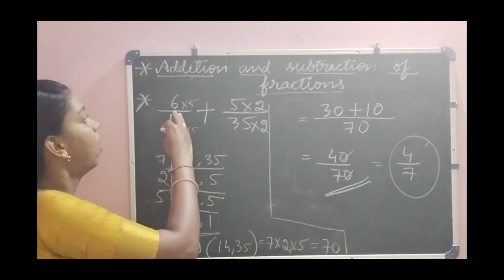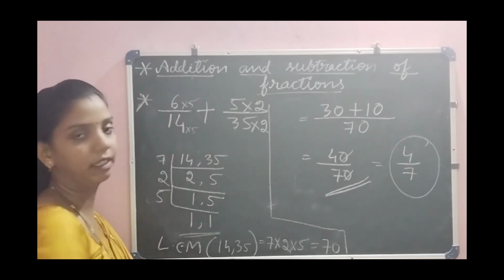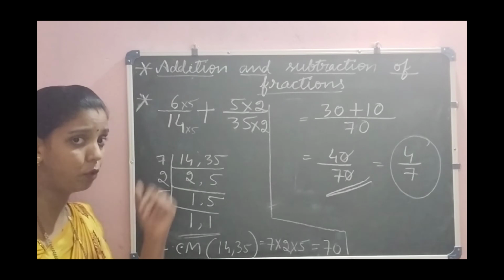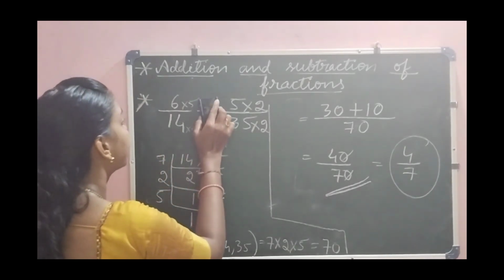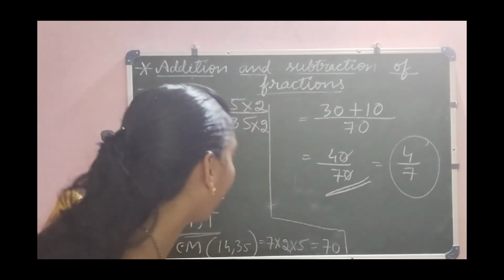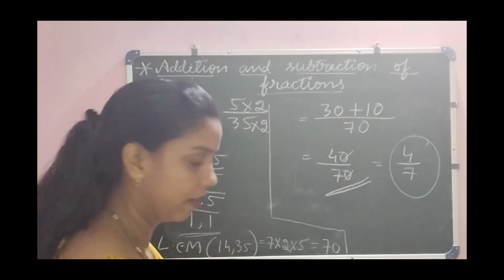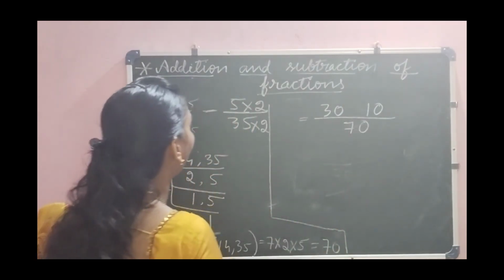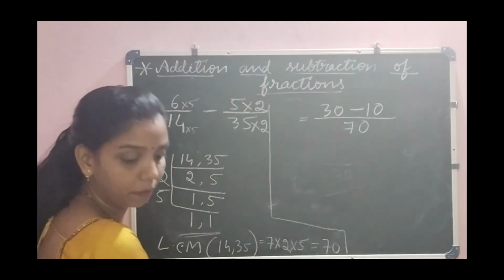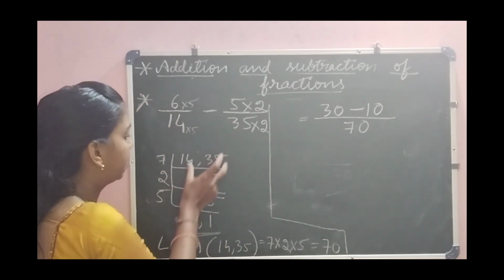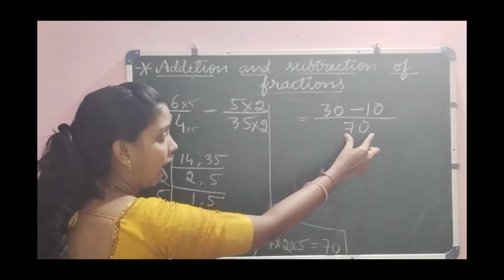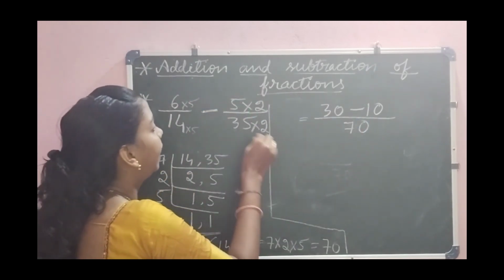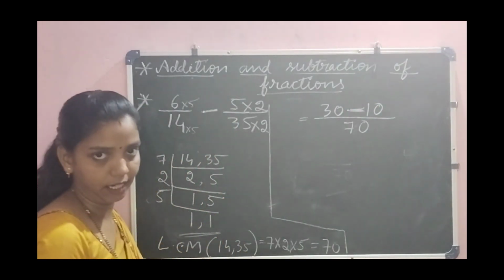This is the addition of two fractions, 6 by 14 plus 5 by 35. Yes, now let's go to the subtraction of fractions. I will consider the same two examples, changing the sign. 6 by 14 and 5 by 35. When you change the sign, here also the sign will be changed. The process is the same up to taking the LCM of those two denominators and making them equal, and multiplying to the numerators. Same. But here you are not adding, you are subtracting. That's why you have to take the negative sign here.